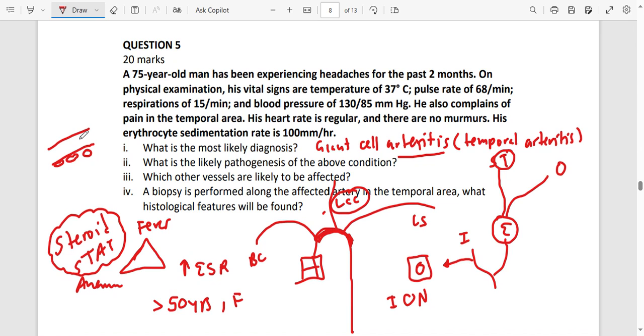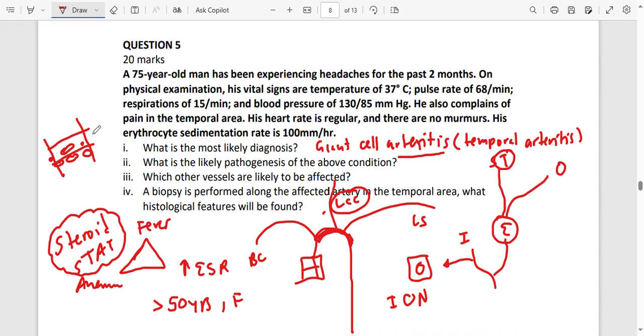Now, in this condition, what is going to happen is that there is going to be inflammation in segments. Let's say, for example, at this part there is inflammation, at this part it's normal, at this part there is inflammation. So when you're getting a biopsy of the artery, you're supposed to get a bigger portion, like 3 to 5 centimeters, so that you don't end up getting just that part that is not inflamed.